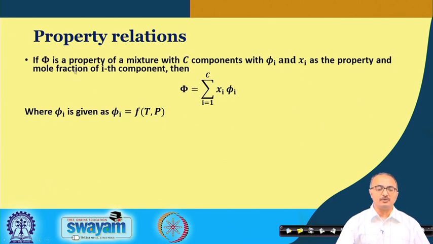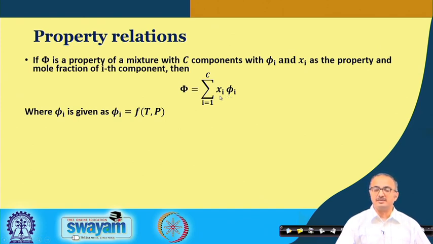Now, suppose we have this capital phi as a property of a mixture, and that mixture contains C number of components, and each of these components has a property that is small phi i, and xi is the amount that is given in terms of, say, the mole fraction of the ith component. So, with these notations we see that the property of the mixture is given as some kind of an average, and this average is a mole fraction weighted average.